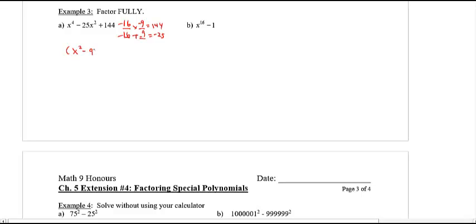x squared minus 9, x squared minus 16. And then we have to factor even further because now they are both difference of squares. And this is just x plus 4 and x minus 4. Now we are done. Okay?